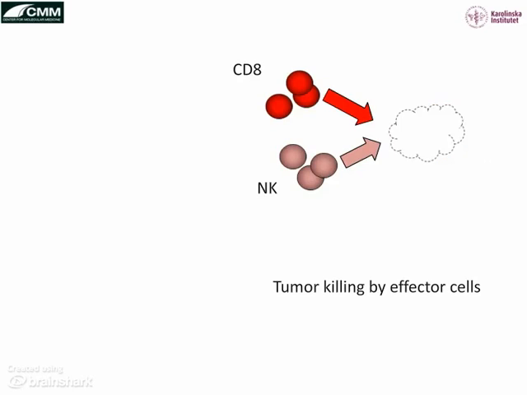In the fourth slide, you see an animation of how efficient tumor killing should occur in a healthy individual. The tumor mass is the orange cloud on the right, should be efficiently disposed of by the combined action of cytotoxic CD8 lymphocytes and natural killer cells.